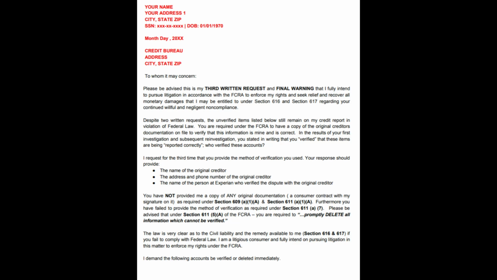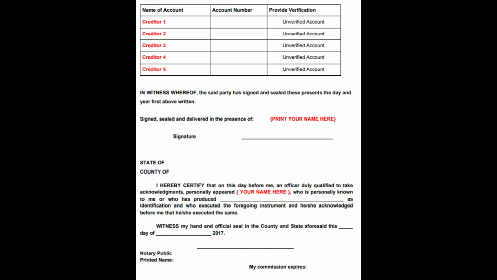So you have not provided me with any original documentation, a consumer contract with my signature on it as required under Section 609 and Section 611. Furthermore, you have failed to provide the method and verification as required under Section 611. Please be advised that under Section 611 of the Federal Credit Reporting Act, you are required to promptly delete all information which cannot be verified. The law is very clear as to the civil liability and the remedy available to me under Section 616 and 617. If you fail to comply with federal law, I am a litigious consumer and fully intend to continue to pursue litigation in this matter to enforce my rights under the Federal Credit Reporting Act. I demand the following accounts be verified or deleted immediately, right?